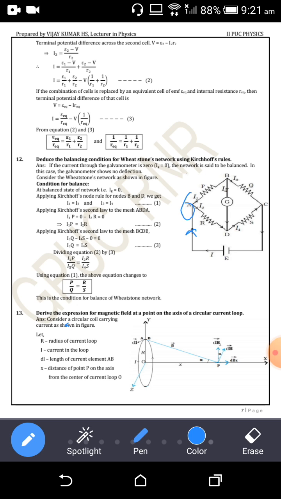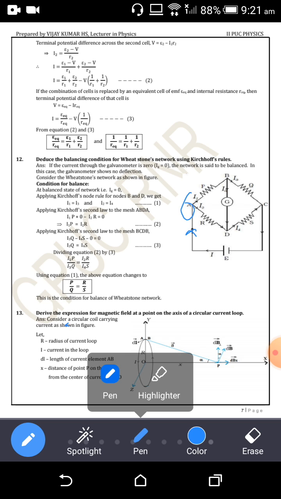Across the resistor P, I1 is the current flowing, and across the resistor R, I3 is the current. I2 is the current flowing. Once this I1 current reaches point B, or terminal B, the current gets divided again. The current through the resistor Q will be I3, and the current flowing through the galvanometer will be Ig.